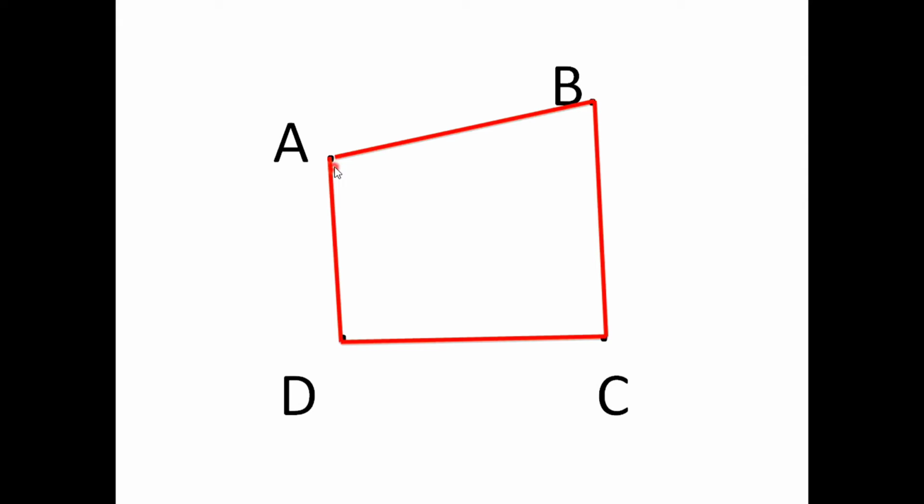Now suppose we join the opposite vertices of quadrilateral ABCD, that is, if we join A and C, we get a segment AC which is called a diagonal. Similarly, there is another pair of opposite vertices, B and D. If we join them, we get BD, which is another diagonal of the quadrilateral. So any quadrilateral has four vertices, four sides, four angles and two diagonals.